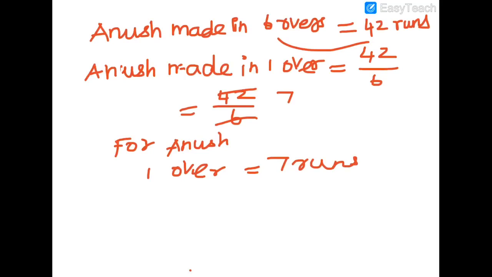And one more person, that is Anup. So for Anup, how much is given? Anup made 63 runs in 7 overs.